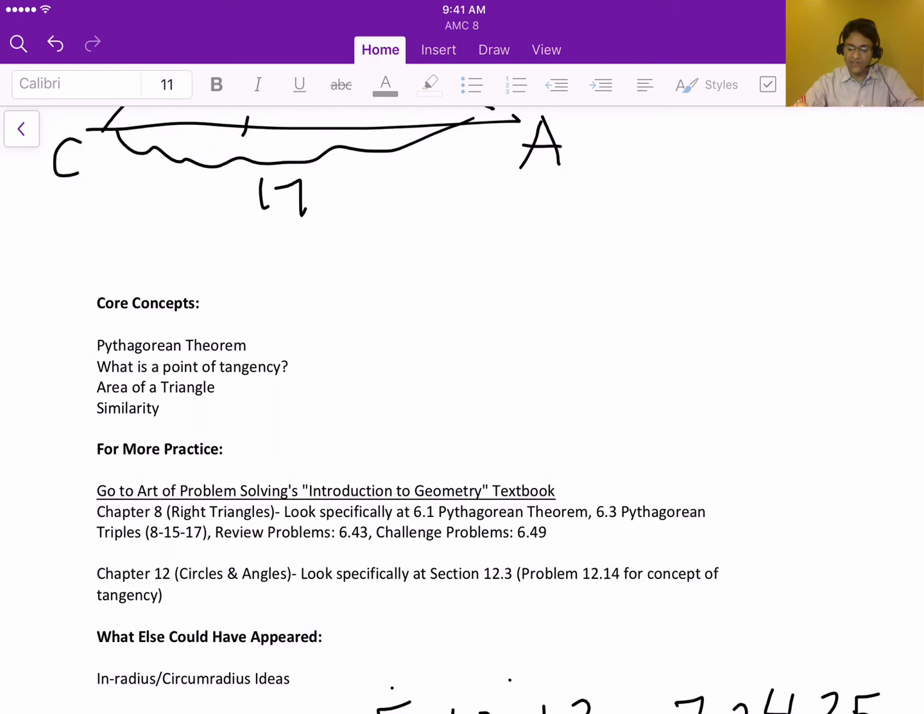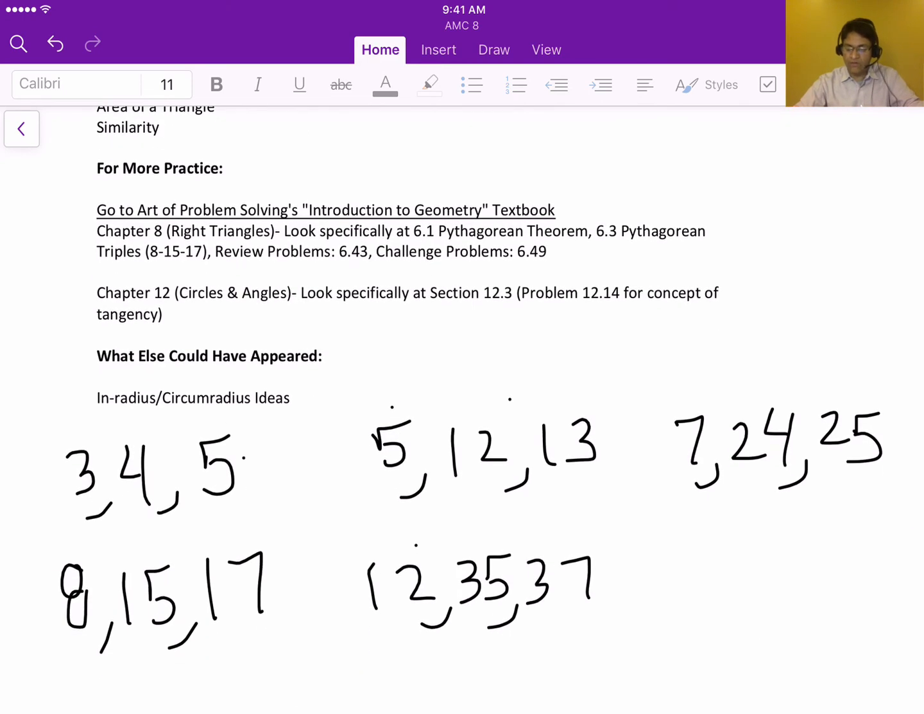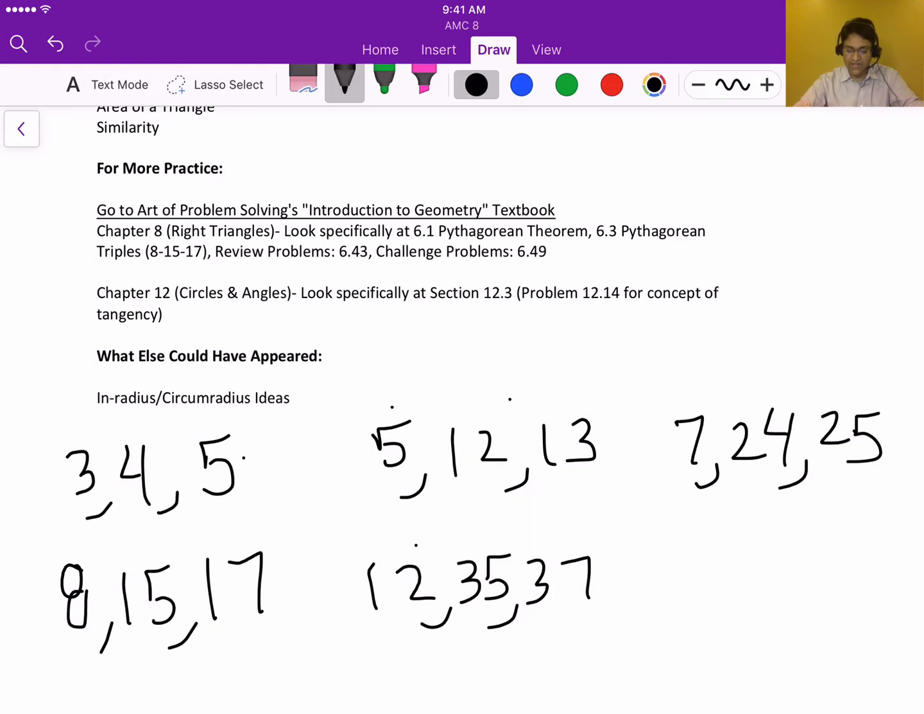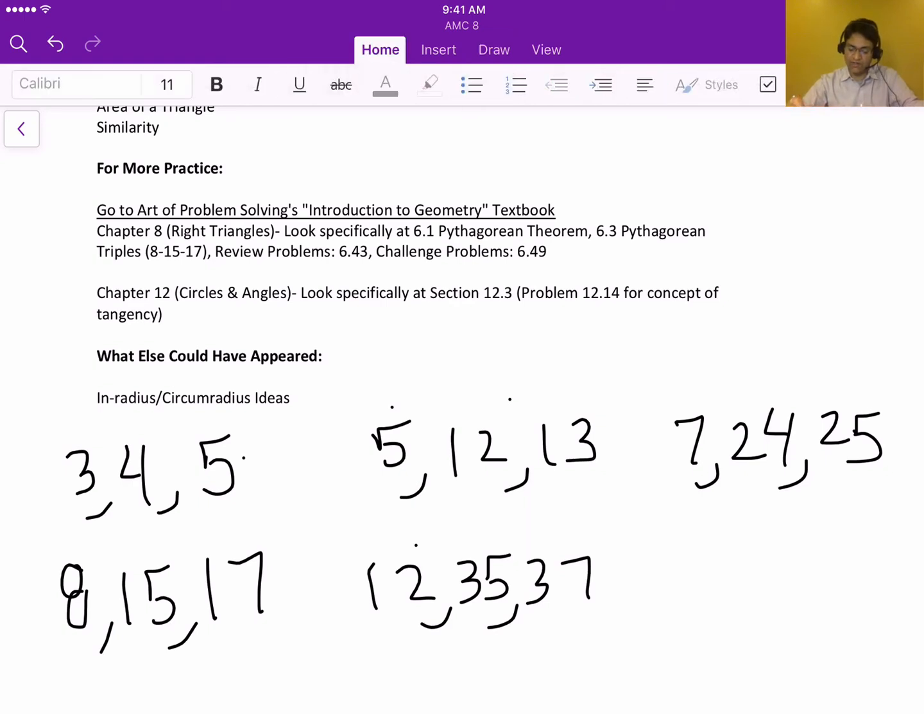And the whole idea of tangency, we'll probably go over it in another video as well, but it's beautifully explained in the Introduction to Geometry textbook at chapter 12, specifically chapter 12.3, and there are these conceptual problems, and 12.14, I believe, is the problem where they actually prove this. It's a little bit of an involved proof. But the central idea of tangency, which we used in this problem, the whole perpendicular idea, is very well expounded on in that chapter.